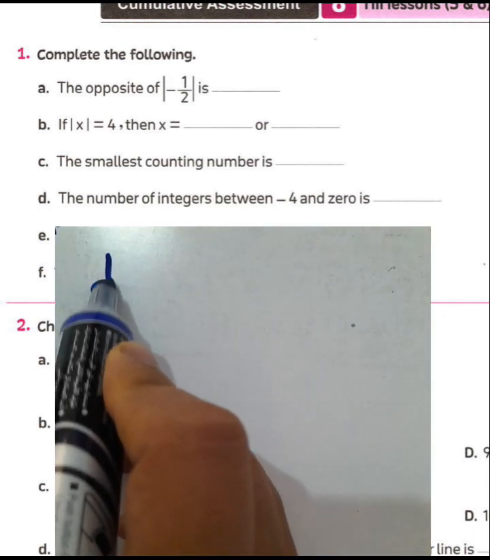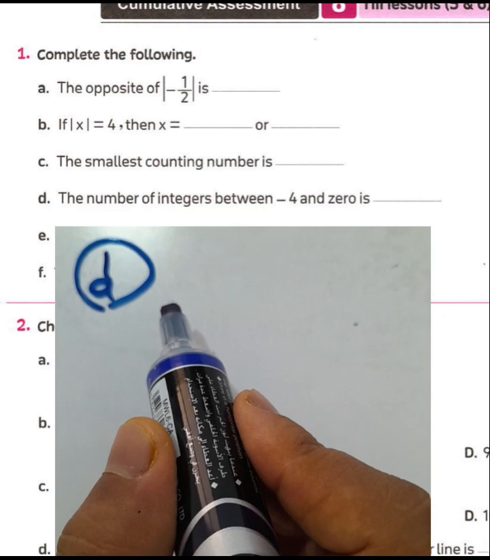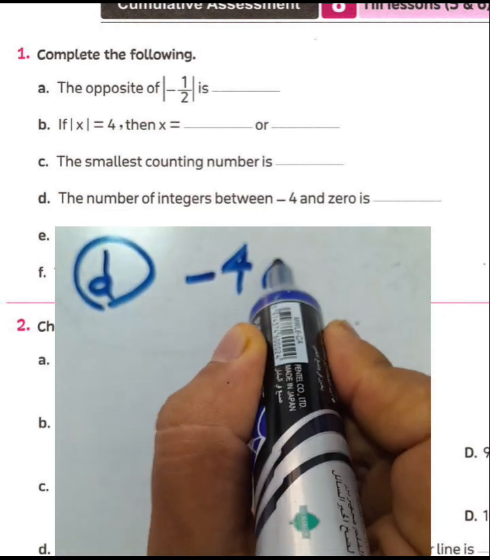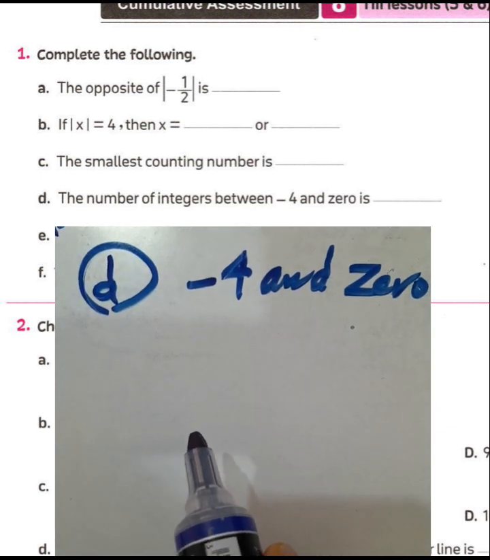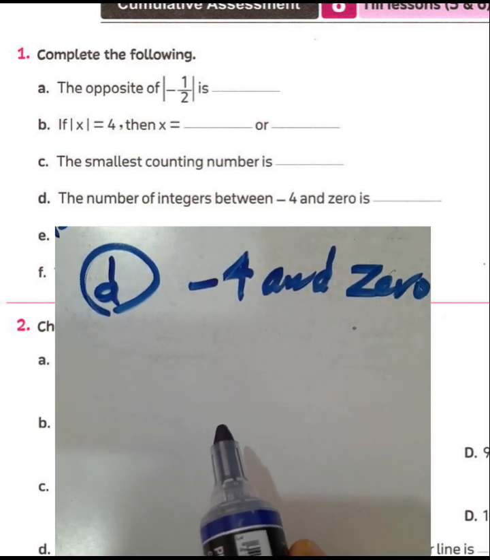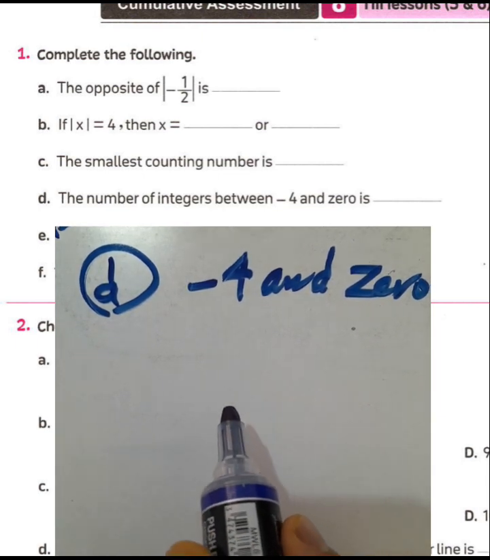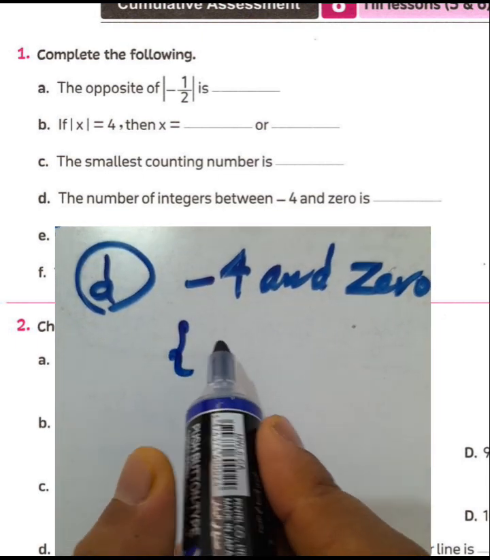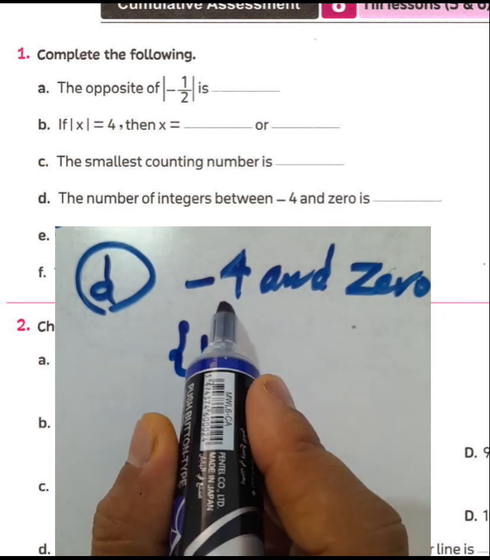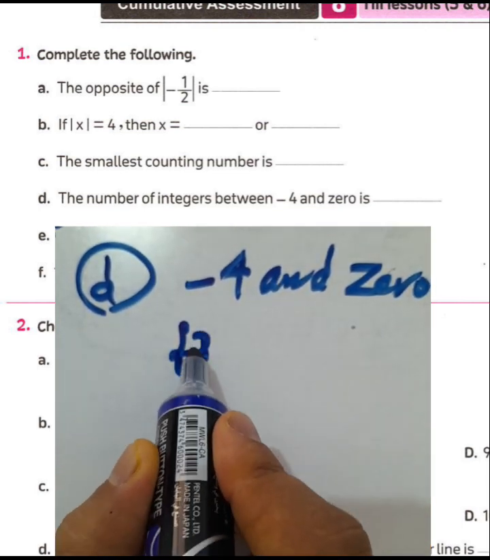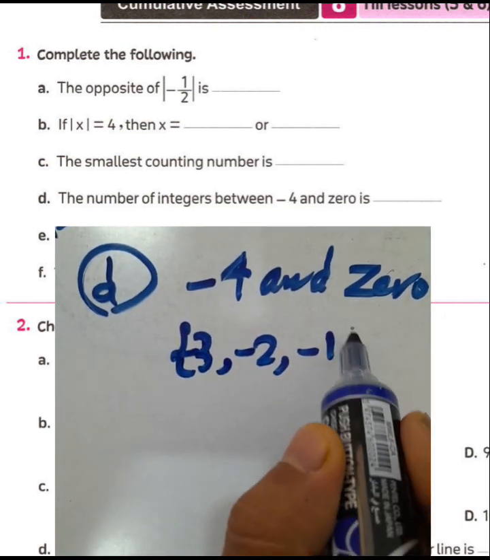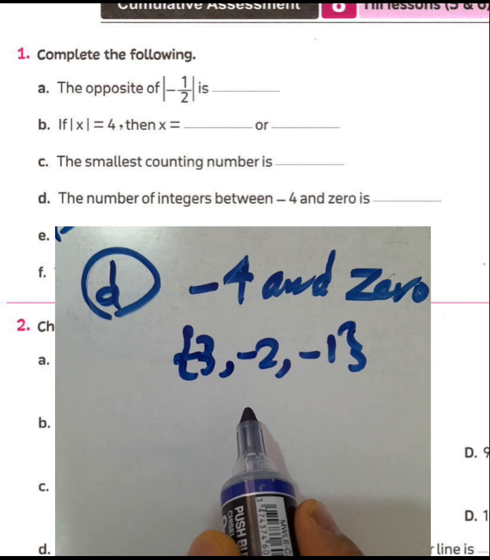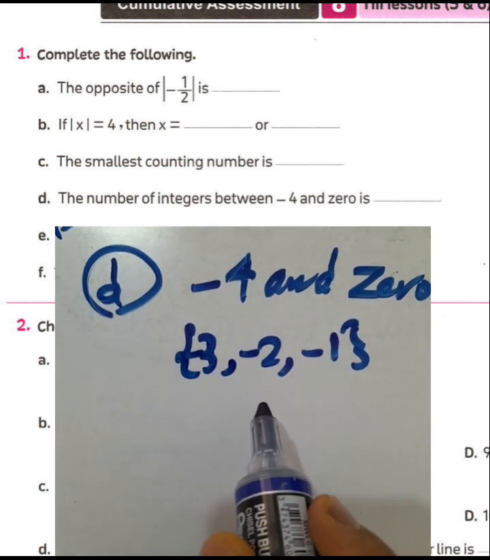Question letter D. The number of integers between negative 4 and 0. You want to find what? The number of integers that lie between negative 4 and 0. We can write the set of numbers here: just after negative 4, negative 3, negative 2, negative 1, and we have 0 here. So the number of integers between negative 4 and 0 is what?